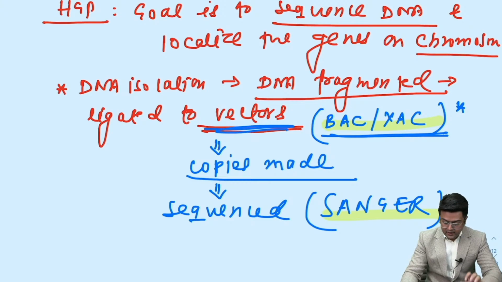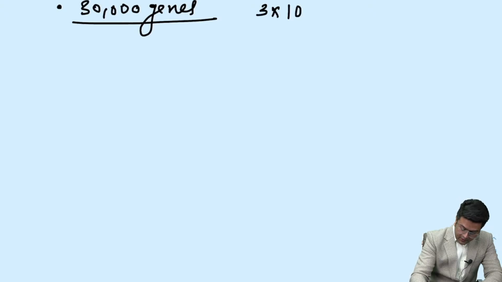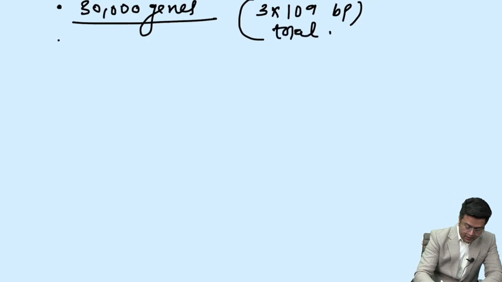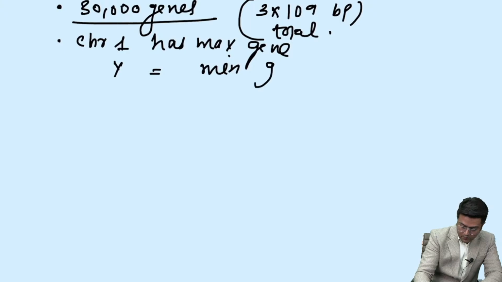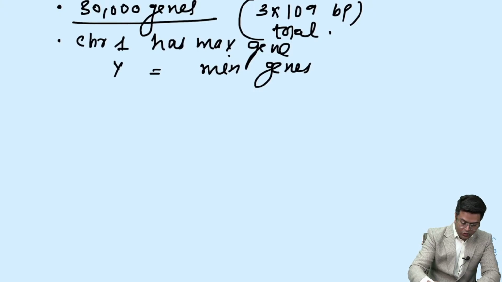So what are the findings? Guys, the findings were that there are 30,000 genes, right? And that makes 3 billion base pairs in total, double stranded DNA. Out of this, chromosome 1 has the maximum genes, right? Chromosome Y has minimum genes, that is just 231.